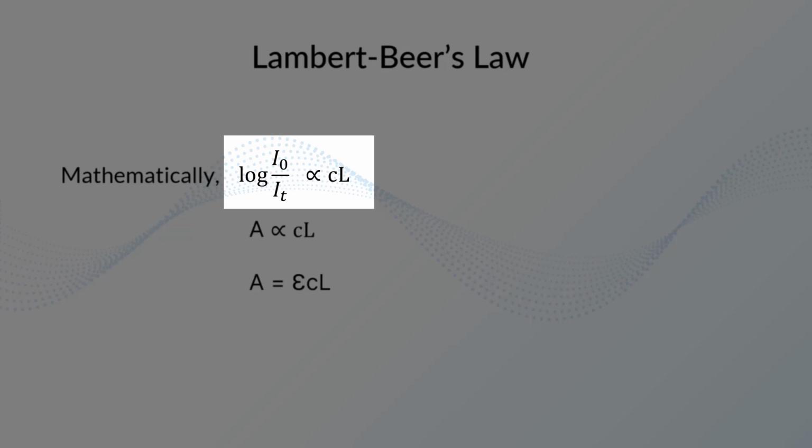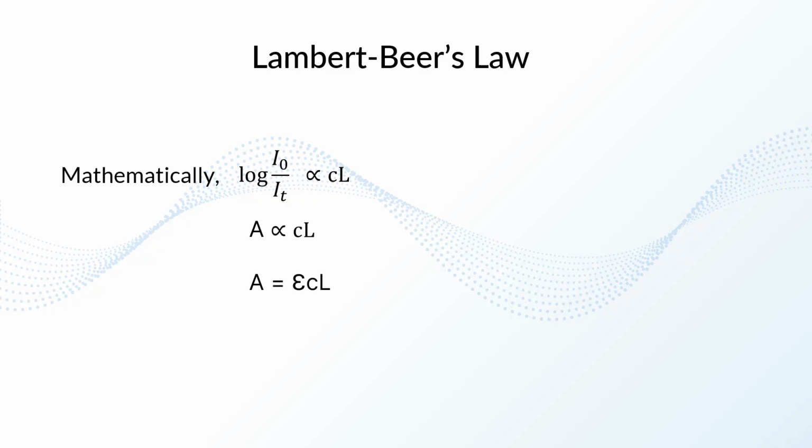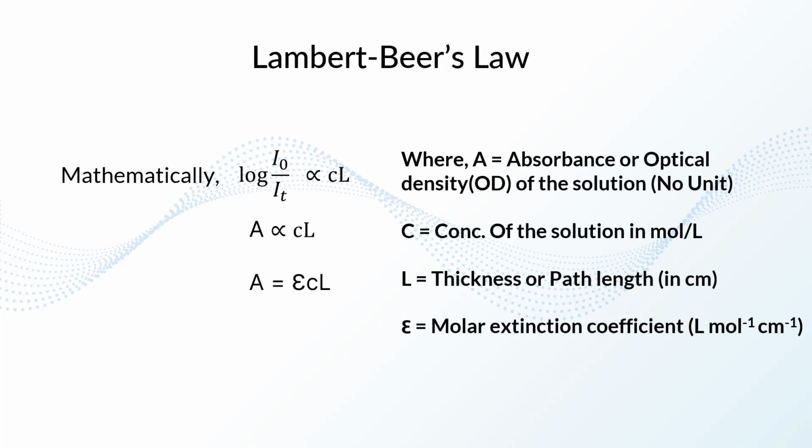It comes out to be log I0 upon IT is proportional to CL, where A is known as the absorbance or optical density. I0 is the intensity of the incident radiation, IT is the transmitted radiation, C is the concentration, L is the length of the medium in centimeter. So when I say log I0 upon IT, it is now actually called the absorbance.